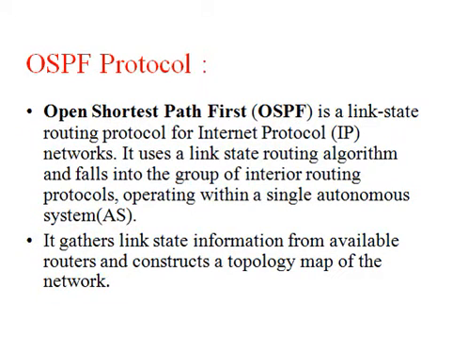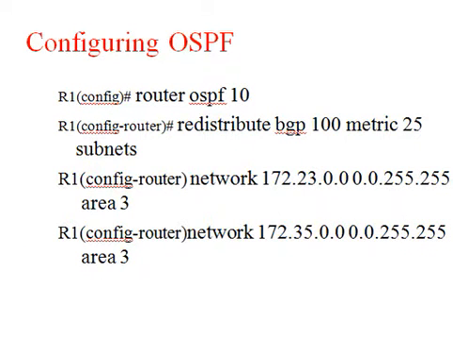OSPF protocol. Open Shortest Path First is a link state routing protocol for IP networks. It uses link state routing algorithm and falls into the group of interior routing protocols, operating within a single autonomous system. It gathers link state information from available routers and constructs a topology map of the network. This is the configuration of OSPF.